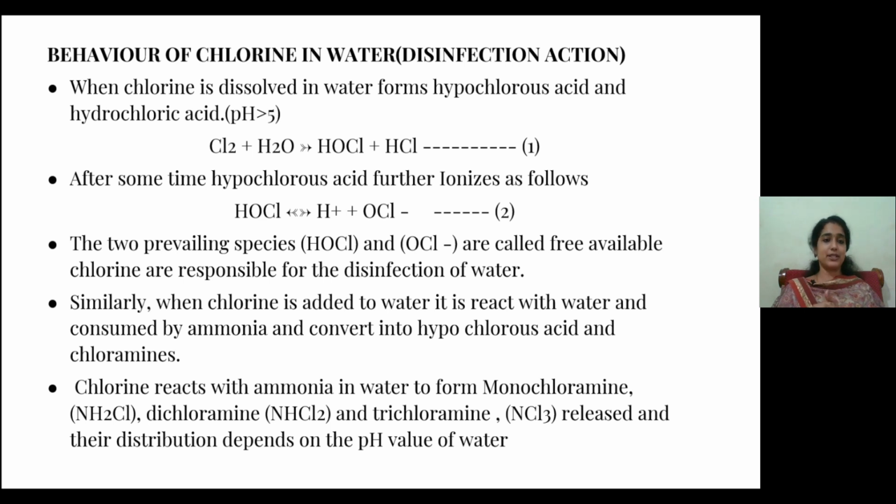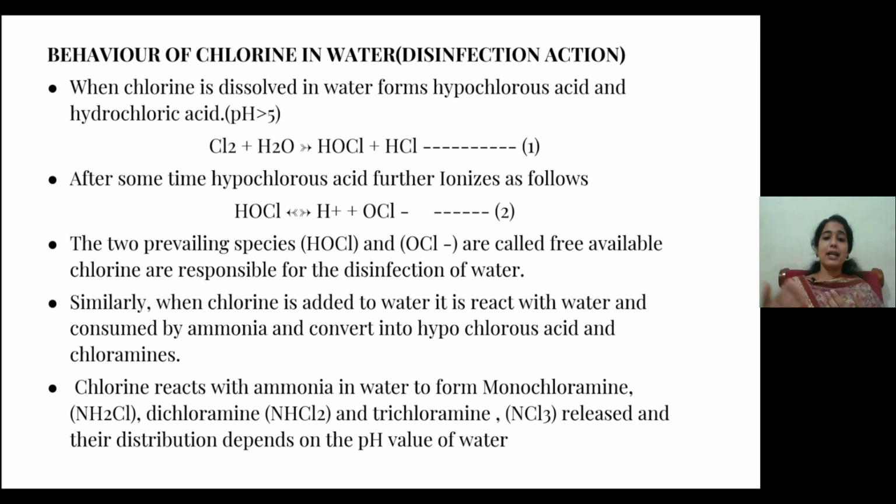After some time, this hypochlorous acid further ionizes and forms OCl minus ions. That is, HOCl splits into H plus and OCl minus ions. Hypochlorous acid, HOCl, and OCl minus are the main disinfectants that bring about the disinfection of the water we are treating.